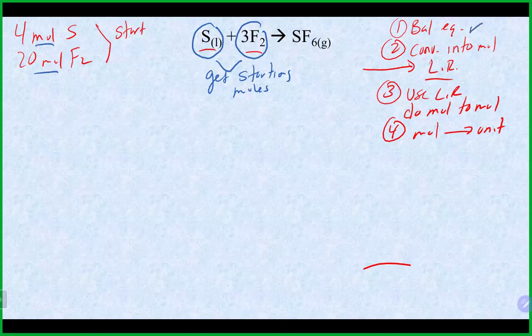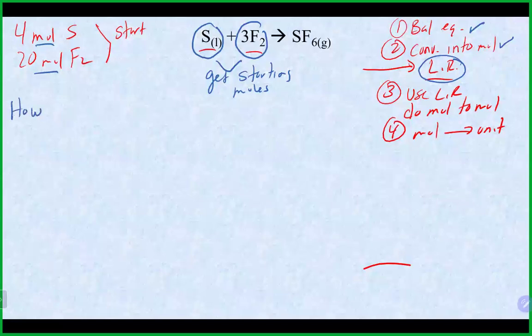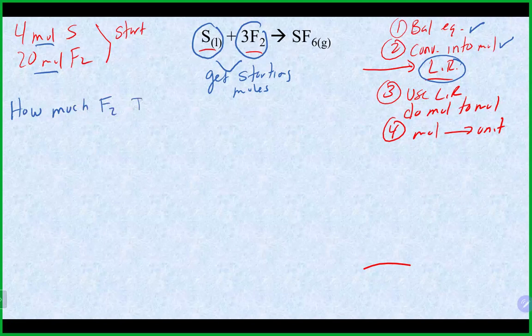So we did the balanced equation. We converted everything to moles, which was already in moles. So now we're at this step here. And you do this step really two ways, but here's what you could do. You could choose either reactant. It doesn't matter which one you choose. So what I'm going to choose is I want to know how much F2 I need to use up all of my sulfur. So I'm just going to do a very short little calculation between sulfur and fluorine in this case. And what I'm going to try to figure out is how much fluorine I would need to use up all the sulfur I started with.